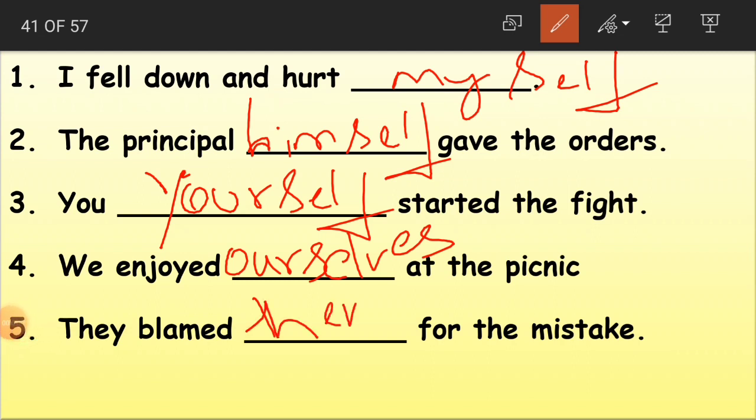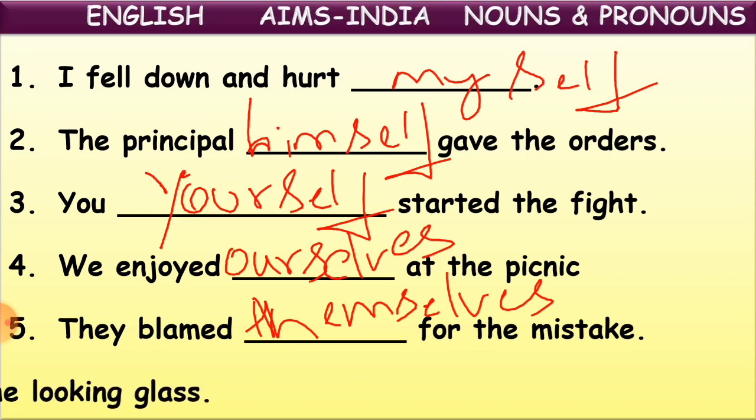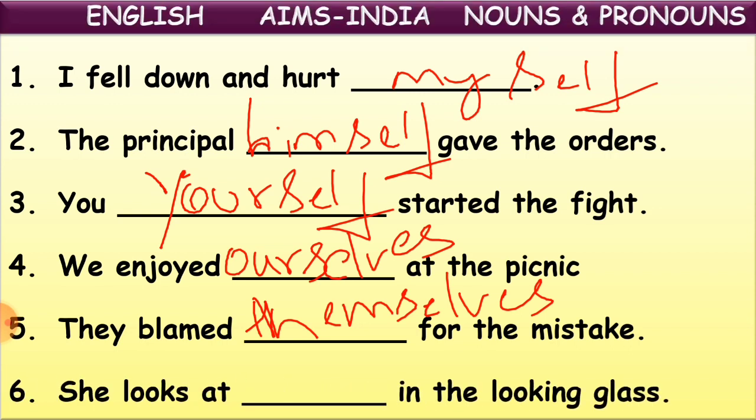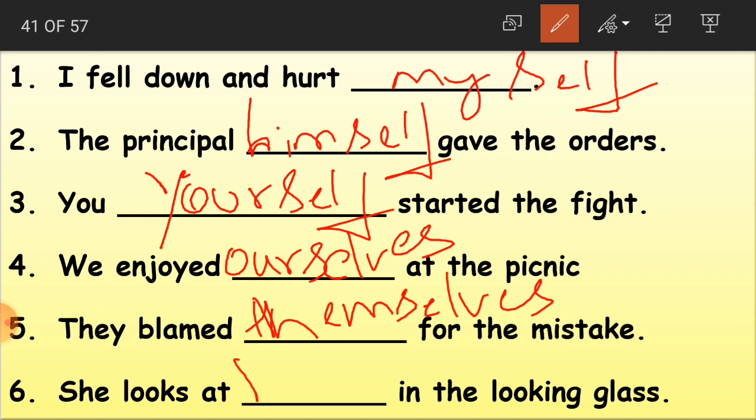So we'll write it here. Themselves. Okay, children. They themselves blamed. So they blamed themselves for the mistake. Okay. Now the other sentence. She looks at dash in the looking glass. She looks at dash in the looking glass, and this is she herself. She looks at herself. Okay, here it becomes herself.